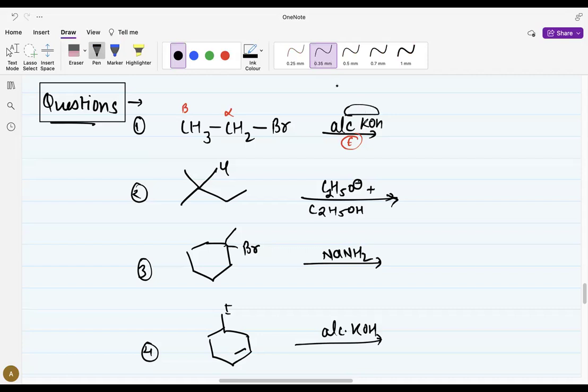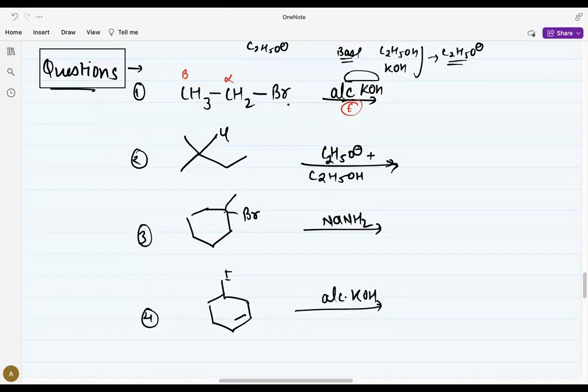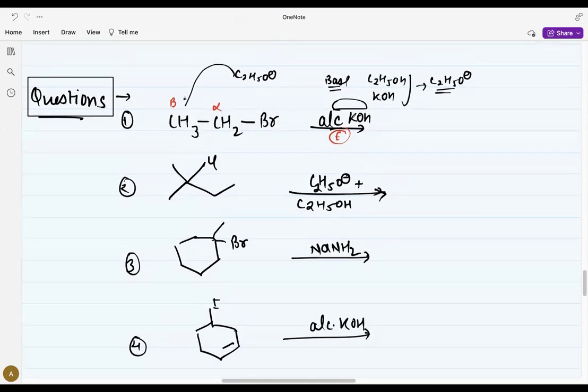How will a base be made from the alcohol if I use, let's say, C2H5OH and KOH? From here its base will be formed, C2H5O minus. This will be our base. It will go and attack. C2H5O minus will attack the hydrogen of the carbon. It will attack the beta hydrogen, take the hydrogen, form the double bond here, and remove the bromine.